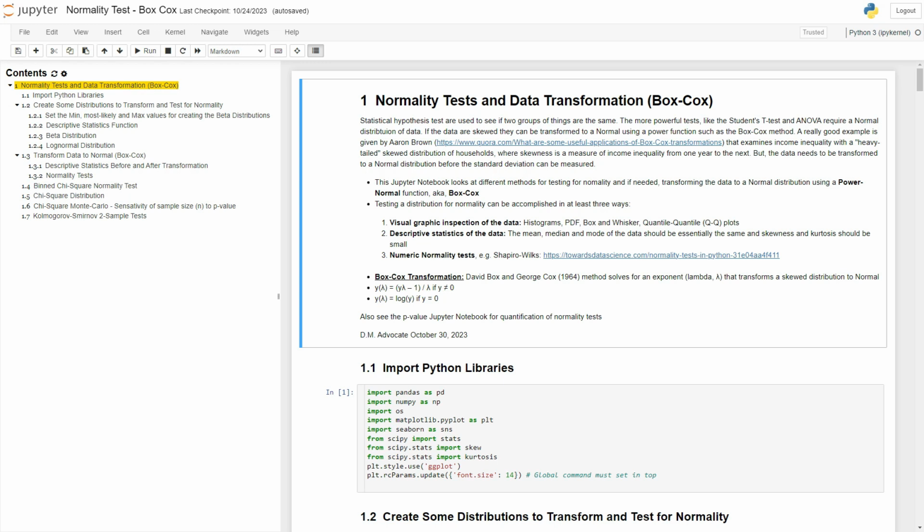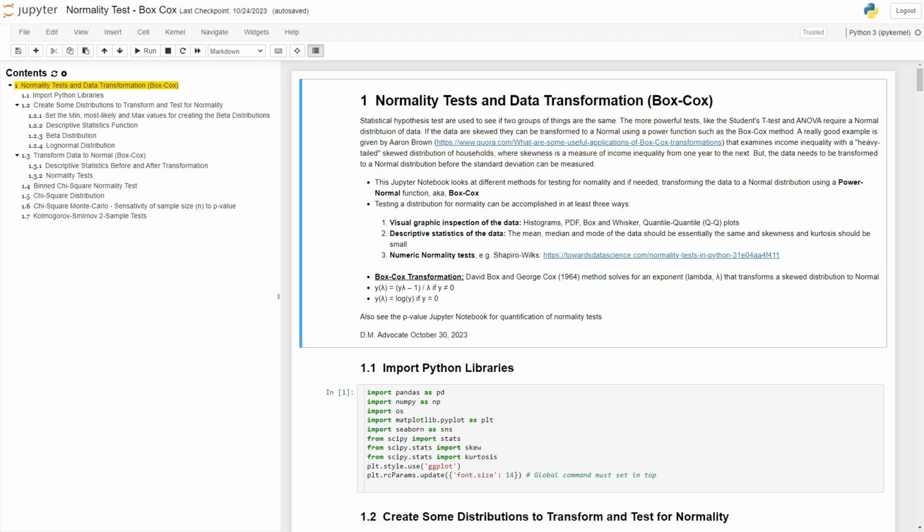In this Jupyter Notebook, we'll look at different methods for testing for normality and, if needed, transforming the data to a normal distribution using a power normal function, namely the Box-Cox method. Testing a distribution for normality can be accomplished in at least three ways.